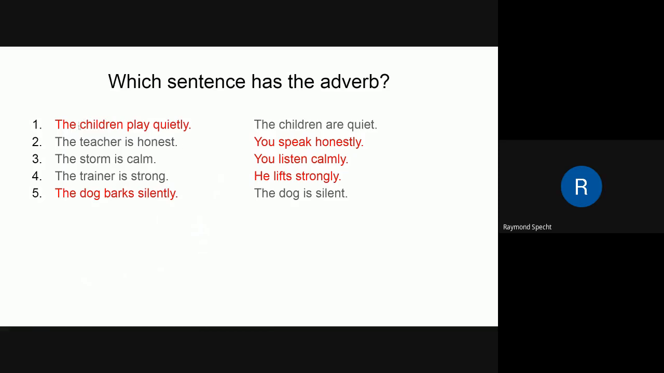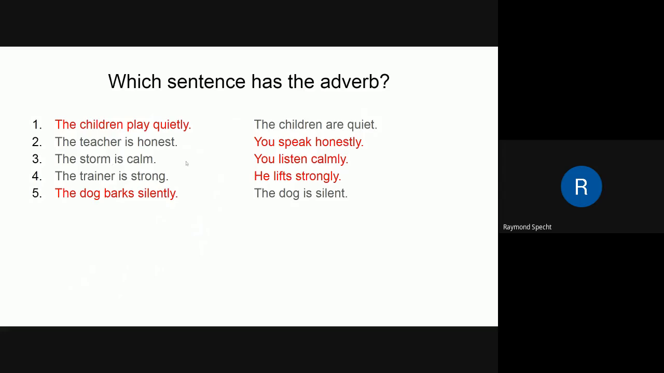Okay, the children play quietly, right? Play, how are they playing? Quietly. The children are quiet? No, right? Because they're not doing anything here. The teacher is honest? No. You speak honestly, right? How do you speak? Honestly.